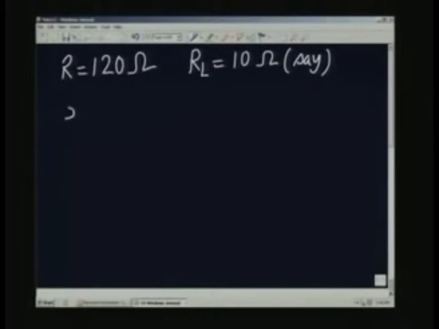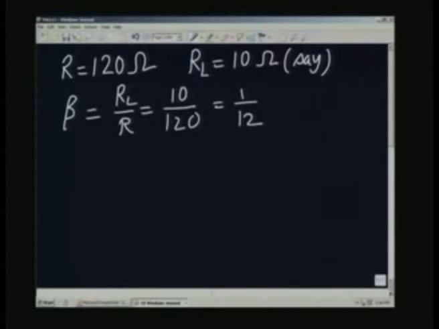So, we can determine the value of beta, which will be nothing but RL by R, which will be 10 divided by 120, which will be 1 over 12. So, now I can determine V naught by Vs for the same case we studied in the first case, that is 10 to the power of 3 microstrains. This is the epsilon A given. So, for this case, and also the voltage Vs is 5 volts.